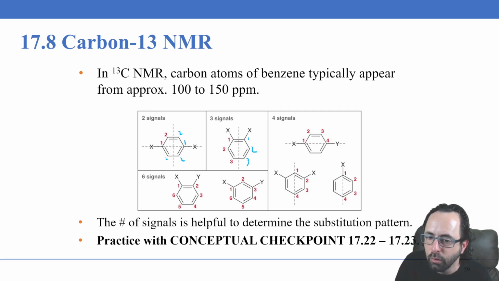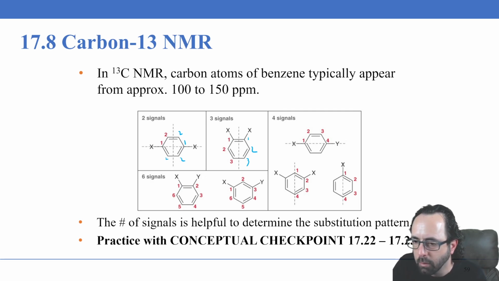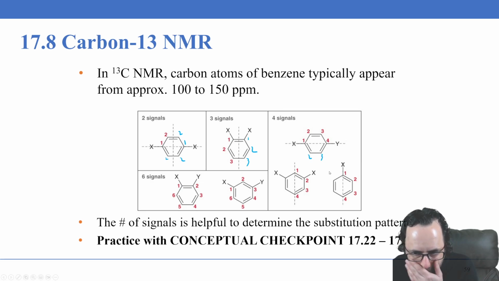If we have 2 separate groups, every carbon will be different here. If they're ortho, if they're meta, again, every carbon will have a different chemical environment. However, if they're para, we'll have one carbon attached to one substituent, 1 to the other, and then these 2 carbons, 2 and 2 here, would be the same, and these 3 carbons would be the same here. And that would give us 4 separate signals.